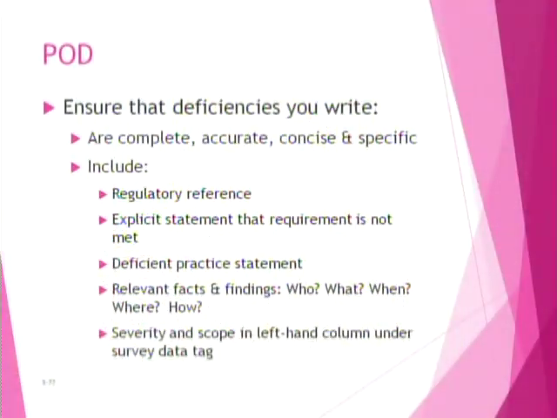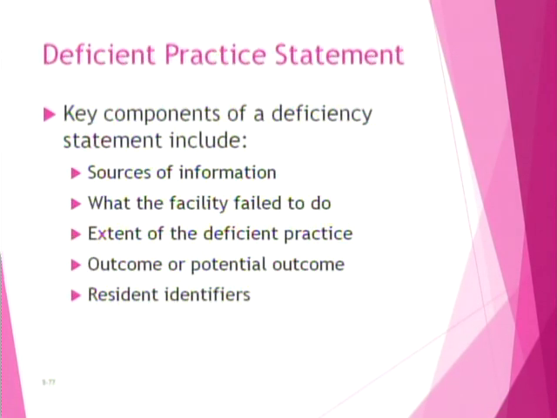All right, ensure that the deficiency is right. We have said this, and this is again just a recap about the deficient practice statement and then severity and scope. So we will continue to go ahead with that, making sure that the key components of the deficiency statement are there: the sources, what they failed to do, the extent, the outcome, and the identifiers.